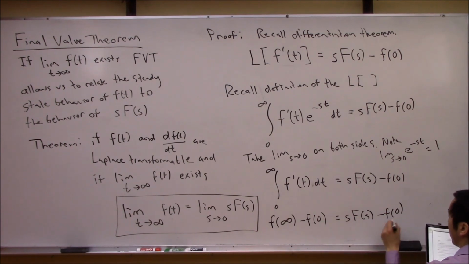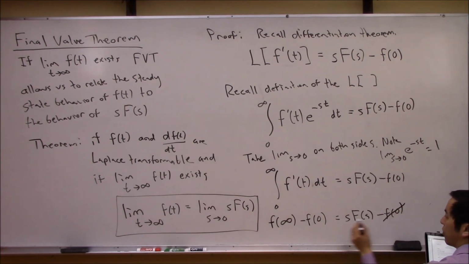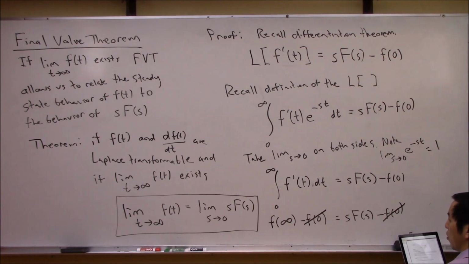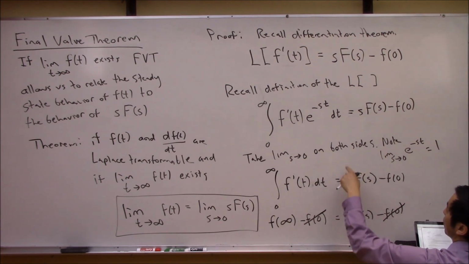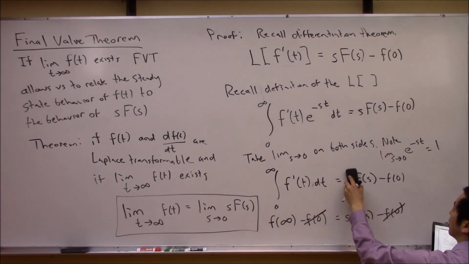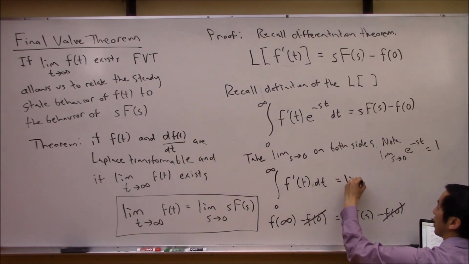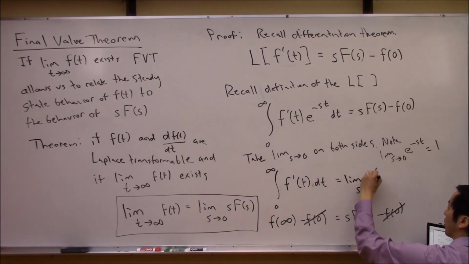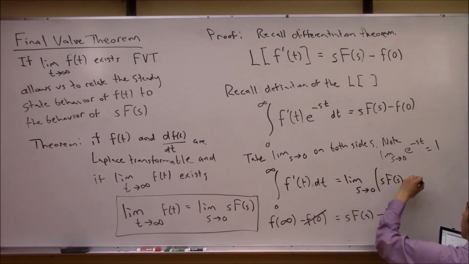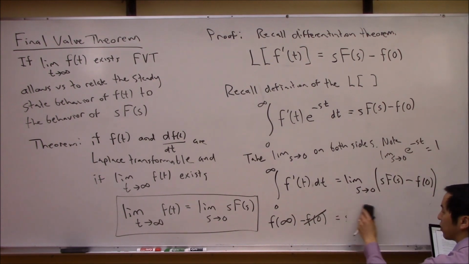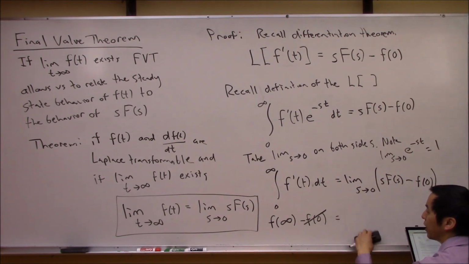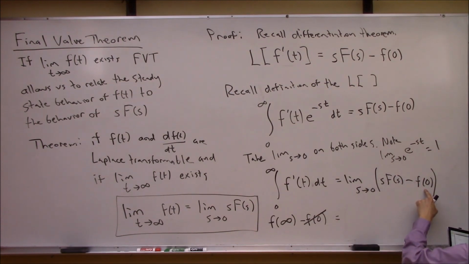Great. Now if you look at this, these initial conditions cancel out. Here's f(0), here's f(0) over here. Oh, sorry, I got too excited. I was taking the limit as s goes to 0 on both sides. So the right side should be the limit as s goes to 0 of the whole quantity s F(s) minus f(0). Before we do the cancellation, let's do the left side. There's no s in here. This is the initial condition in the time domain, so the limit doesn't affect it, and I can move it to the other side.